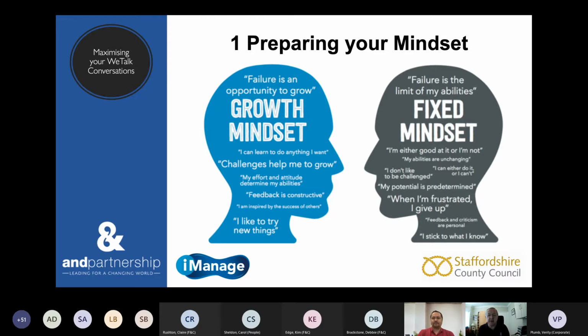I'm either good at it or I'm not. I can either do it or I can't. My potential is predetermined. And feedback and criticism are taken more personally. So again, as the person at the leader end of the conversation, going in there with a growth mindset is far more powerful to get people engaged and motivated than it is going in with a fixed mindset.